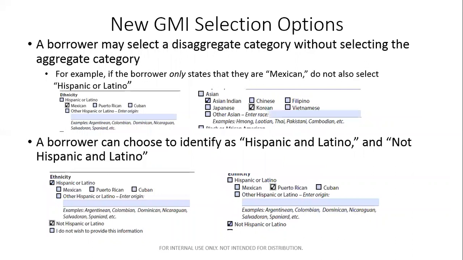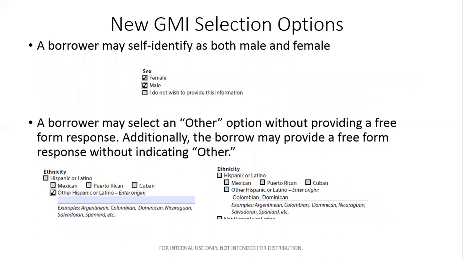Now, a borrower may select a disaggregate category without selecting the aggregate category. So there are a bunch of different variations whereby the borrower can enter this information. So we're just going to quickly go through what this may look like. For example, if the borrower only states that they're Mexican, they do not also select Hispanic or Latino, that's okay. A borrower can also choose to identify as Hispanic or Latino and not Hispanic or Latino, meaning they can choose both of them. Even if it seems confusing or doesn't seem right, we take the borrower's word for it.